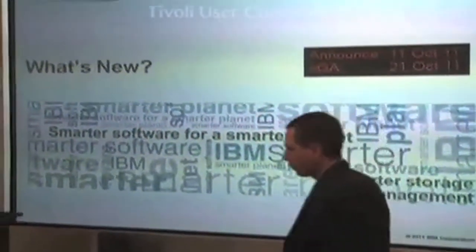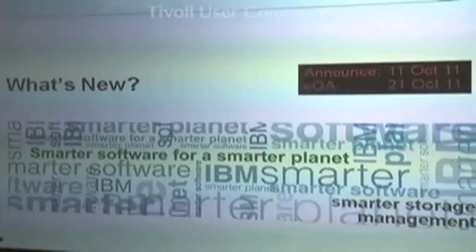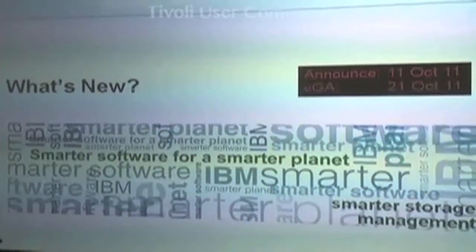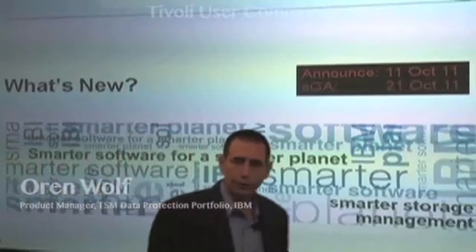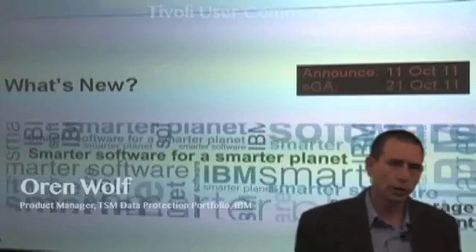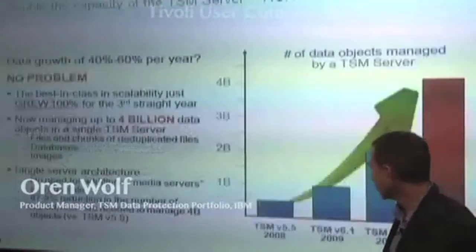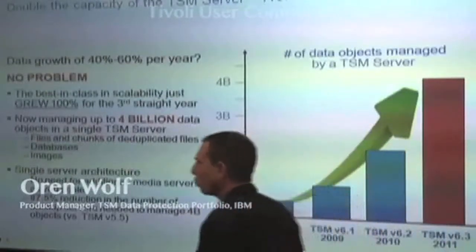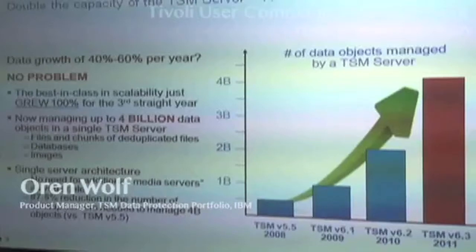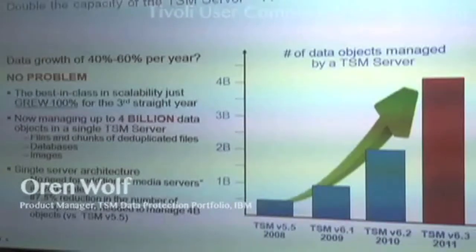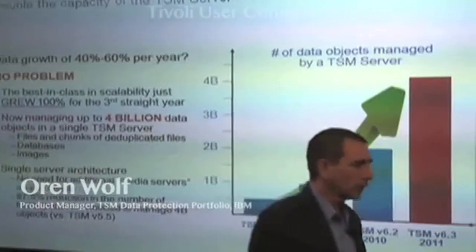Now, let's talk about what's new and what's coming. And today's the day of the announcement, TSM version 6.3. That's the next version of the release. It's going to be available for electronic download on October 21st, and physical media is probably just early November. So what did we do? We mentioned scalability earlier, and we strive to increase that because, as Woj mentioned, the data is growing exponentially.